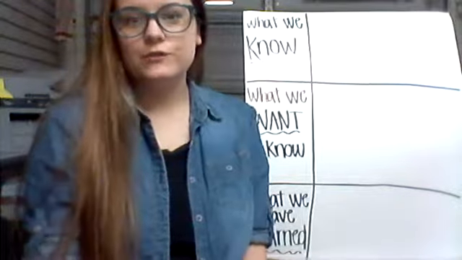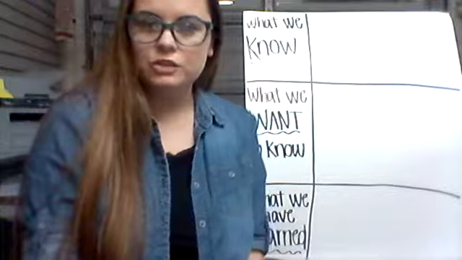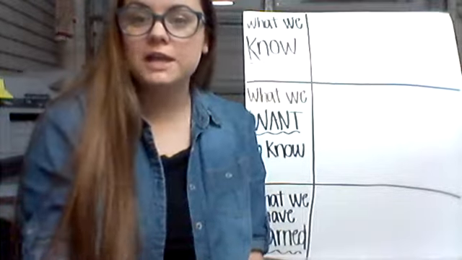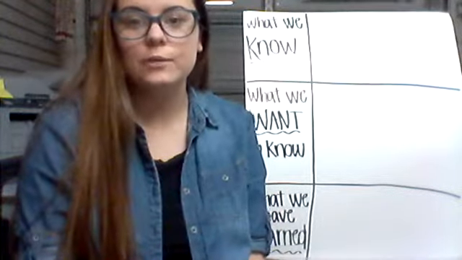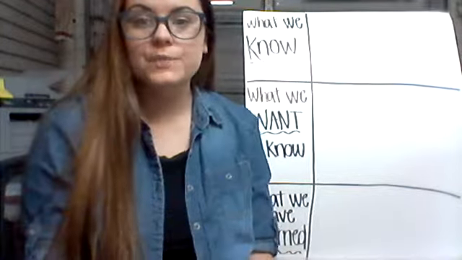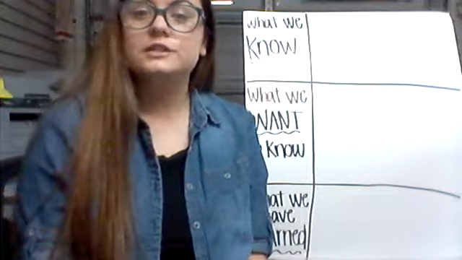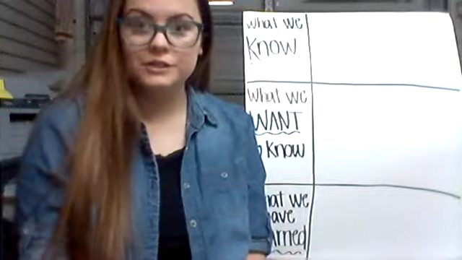I'm going to be going over the KWL chart for my reading strategy. In the KWL chart, we learn about before, during, and after of a topic that we are learning about. The K stands for what we know, the W stands for what we want to know, and the L stands for what we have learned.